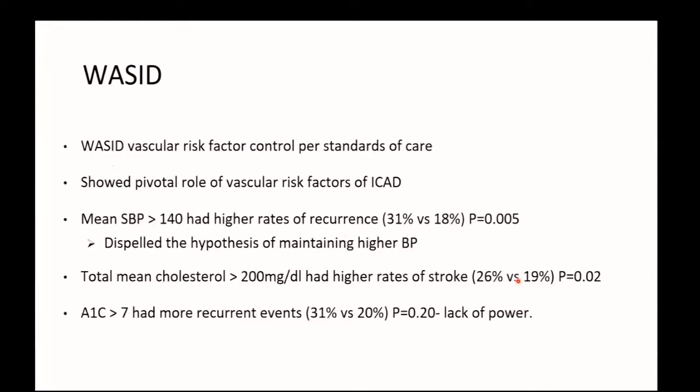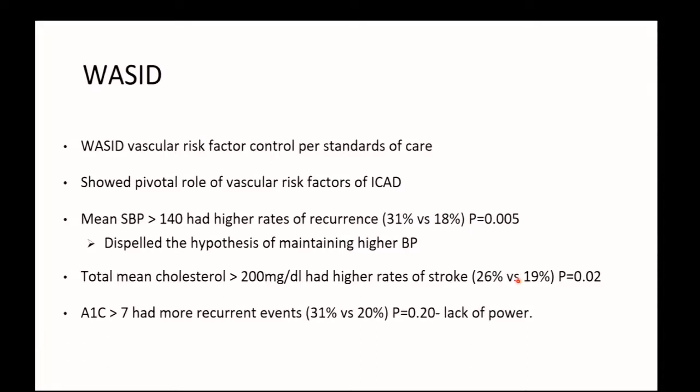But we learned valuable lessons from the WASID trial. Before the WASID trial, there was no sense of how bad vascular risk factors were for ICAD. We had trials, most of them industry or pharmaceutical sponsored. And when pharmaceuticals design studies, they always go for the composite outcome. They want a big target. They'll go for a composite outcome of heart attack, stroke, all causes of stroke, and peripheral vascular disease.